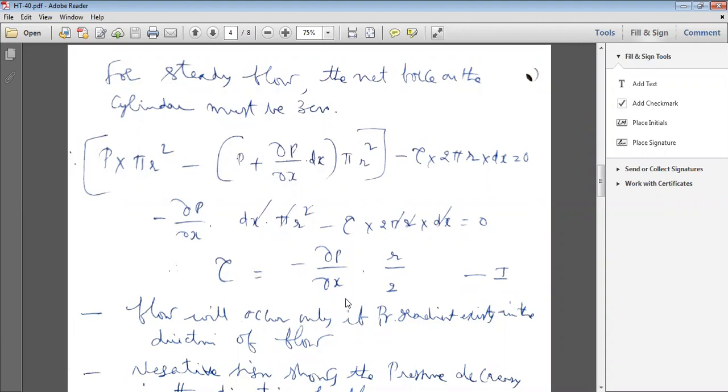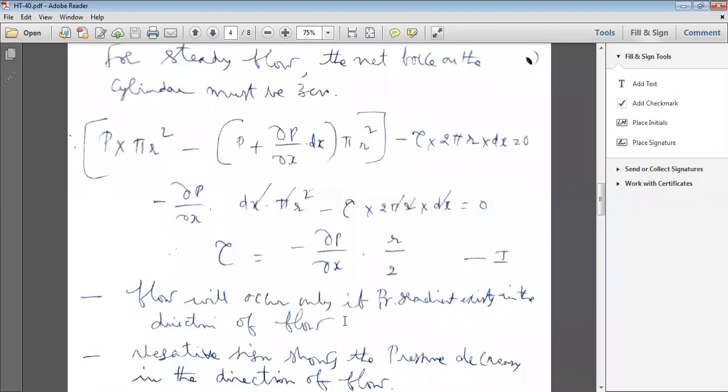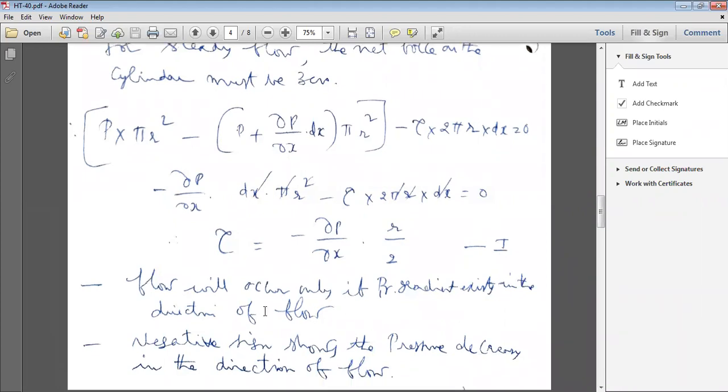The flow will occur only if the pressure gradient exists in the direction of flow. If there is a pressure gradient, then there is a variation of pressure. For example, if there is high pressure here and low pressure here, then the flow occurs. Flow takes place from high pressure to low pressure. That's why flow will occur only if there is a decrease in pressure in the axial direction, or the x direction. Negative sign indicates that pressure decreases in the direction of flow.